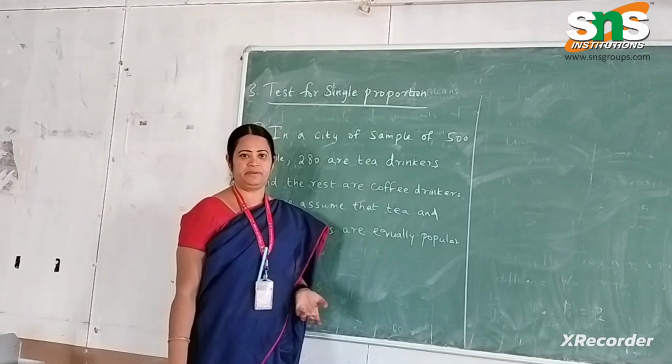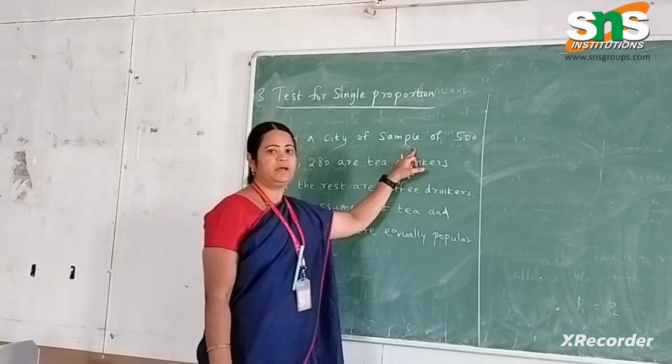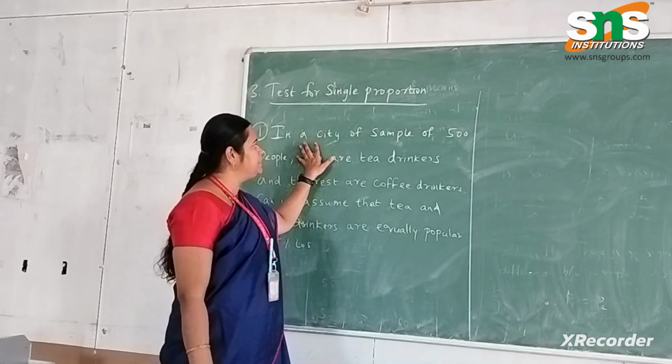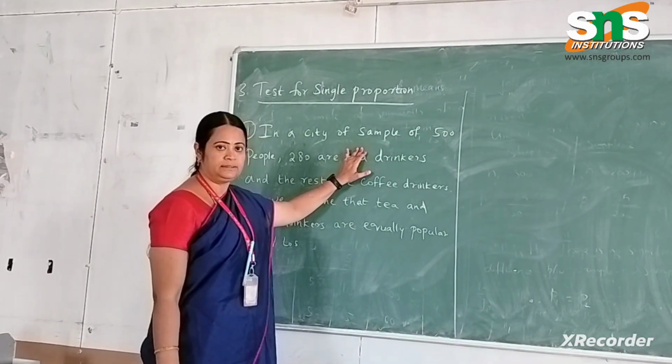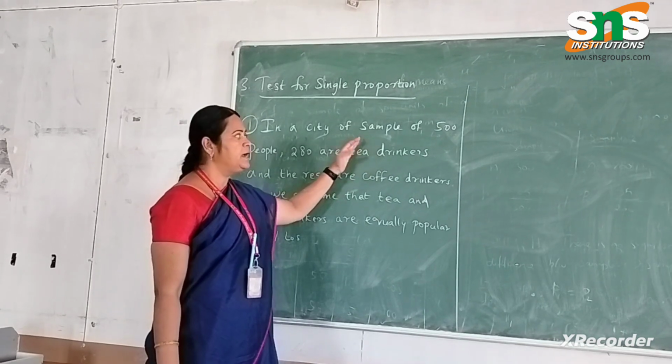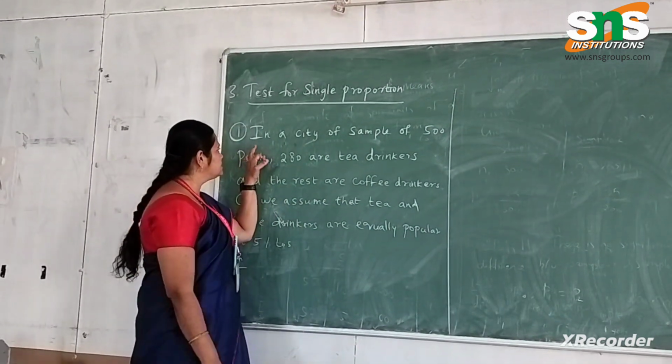How will you identify whether it is a large sample or a small sample? From the sample size you have to identify whether the given sample is large or small. If the sample size is greater than 30, it comes under large sample, and if it is less than 30, it is a small sample. Okay, now let us come to the question.